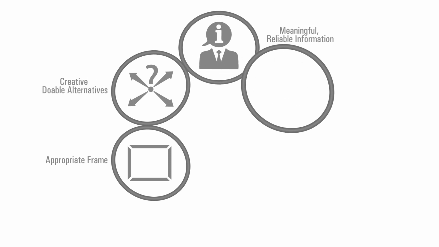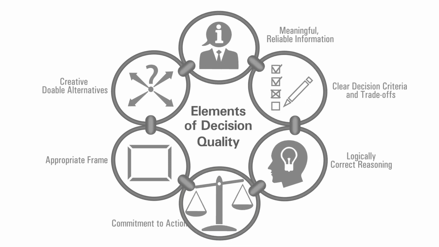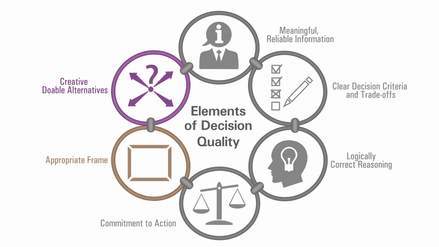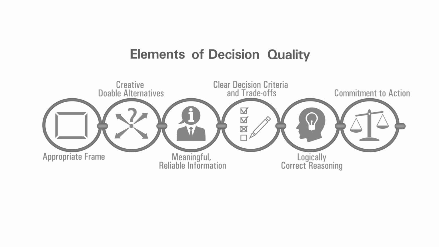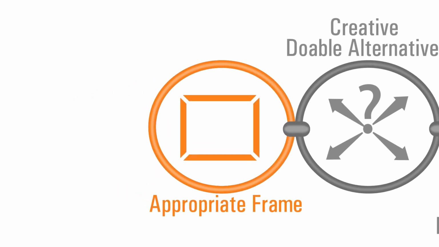So, how do we determine the quality of a decision at the time we make it? Decision quality is a simple, systematic way to help analyse and measure the 6 key elements within the decision-making process. Think of it like a chain. The quality of the decision is determined by the weakest link. Let's look at each element in turn.